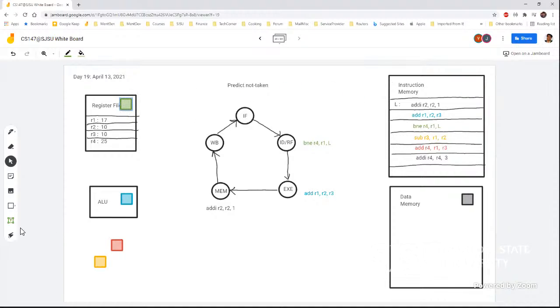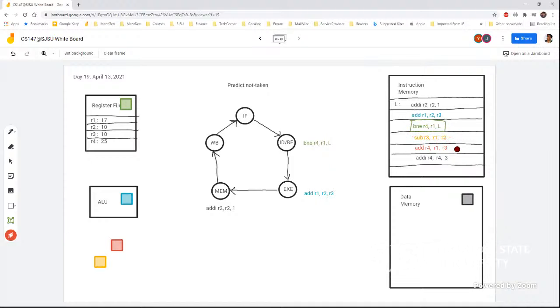And now what would happen? What to fetch from this point? At this instruction, after that, what should we decide? Which one is to be the next one? If my branch is taken, then my next instruction would be this one, right? And if the branch is not taken, my next instruction would be this one.